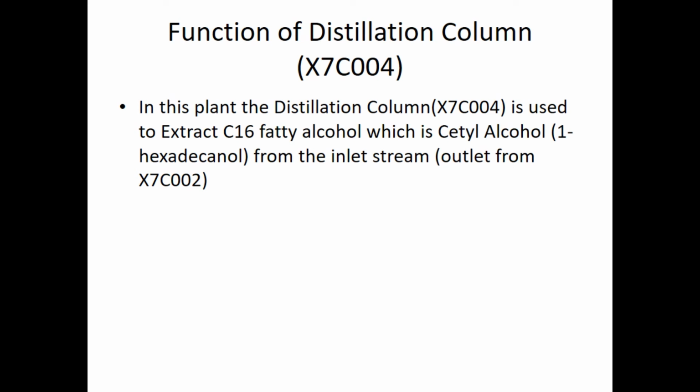In order to separate the cetyl alcohol, the operating temperature of the distillation column should be the same as the boiling point of cetyl alcohol. In this case, the cetyl alcohol's boiling point is 344 degrees Celsius. So the operating temperature of the distillation column should be 344 degrees Celsius in order to separate the cetyl alcohol from the mixture. And the operating pressure is 0.03 bar. The lower pressure will reduce the boiling point of the light key component, which directly affects the utility cost.